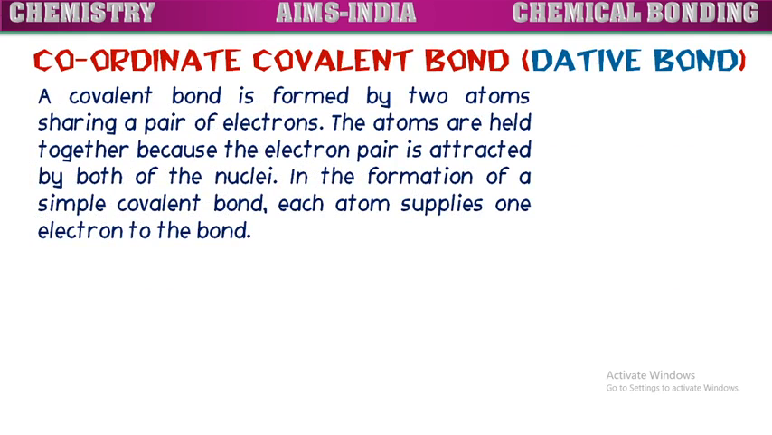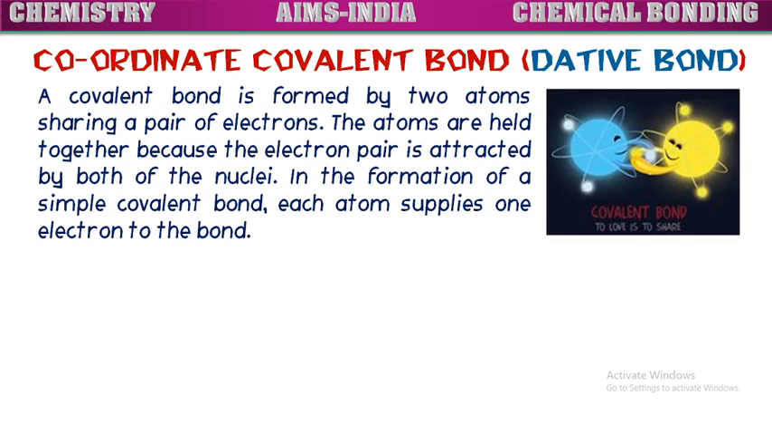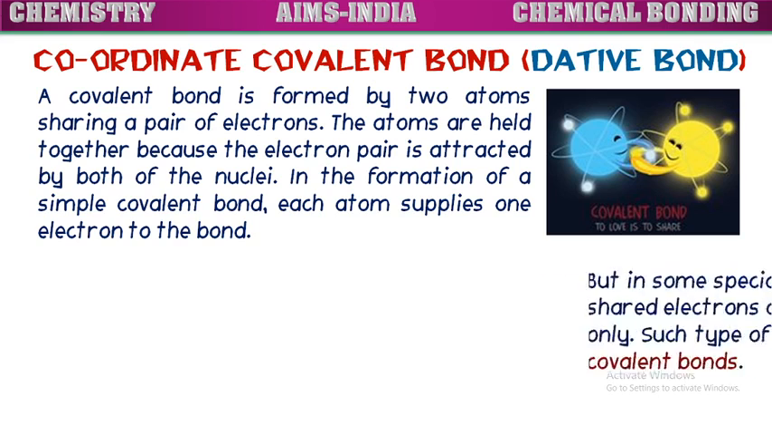A covalent bond in general is formed by two atoms sharing a pair of electrons. The atoms are held together because the electron pair is attracted by both the nuclei. In the formation of a simple covalent bond, each atom supplies one electron to the bond. So, one atom donates one electron, and the other atom shares one more electron. By this, the pair of electrons is shared by both the atoms, hence a general covalent bond is formed.